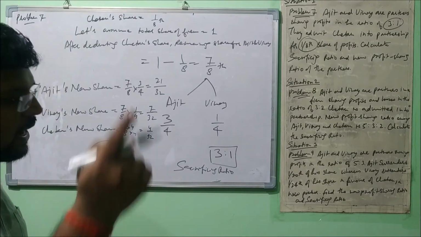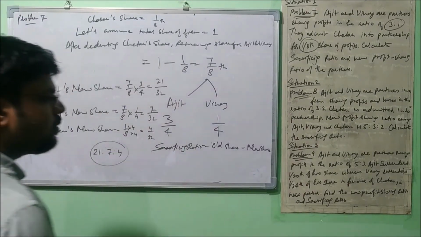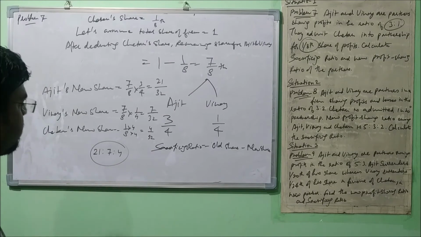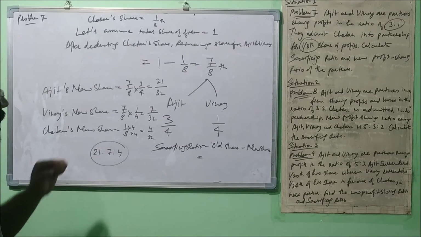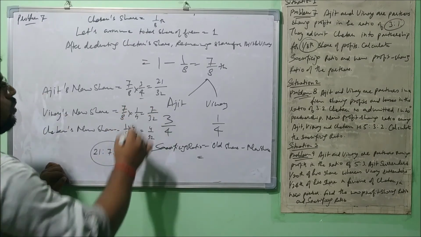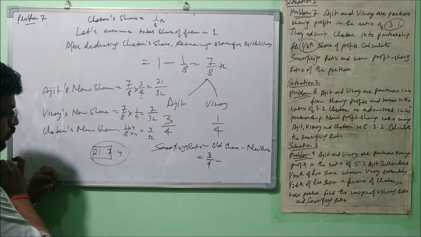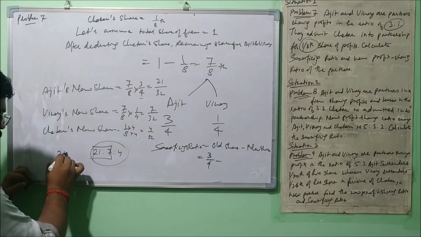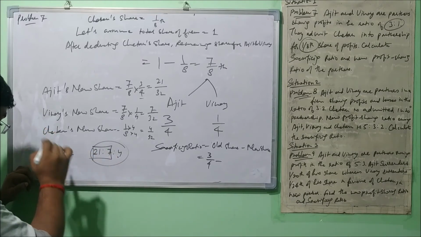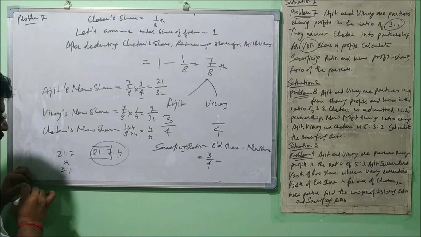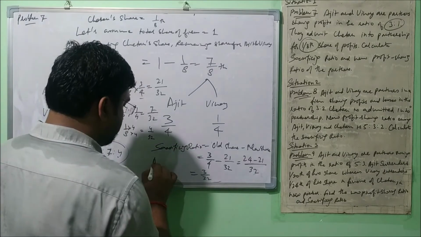If you don't believe that, I will just prove it. What is the formula for sacrificing ratio? Old share minus new share. So let's apply it in the case of Ajit first. What was Ajit's old share? Ajit's old share was 3/4. And what is the new share of Ajit? We need to calculate only for these two. His new share is 21/32. So let's calculate. That is for Ajit.